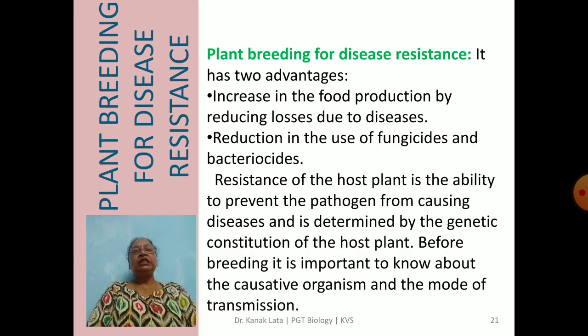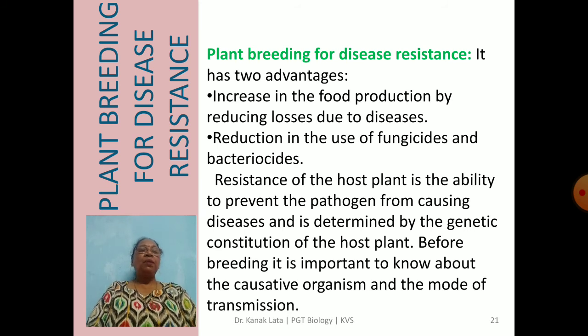Now next topic is plant breeding for disease resistance. So what are the advantages whenever we are developing a disease resistant variety? First, we can increase the production yield by reducing crop losses, and the second one is reduction in the use of chemicals like fungicides and bactericides. So these two are the advantages of plant breeding for disease resistance.